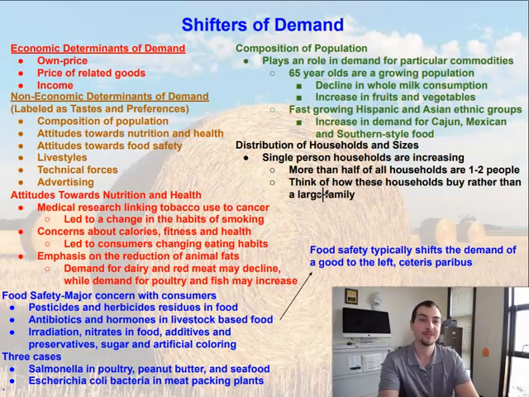Now let's think about the composition of the population. Maybe we're going to talk about different ethnic groups. The fast-growing ethnic groups of Asian and Hispanic ethnic groups, those two groups are growing at the fastest rate here in the United States. As a result, guess what we're seeing more spring up around the United States? We're seeing a higher demand for Cajun food, Mexican food, and other Southern-style foods. We are actually seeing a lot more fast food of this Hispanic or Mexican style popping up at different places around the United States.